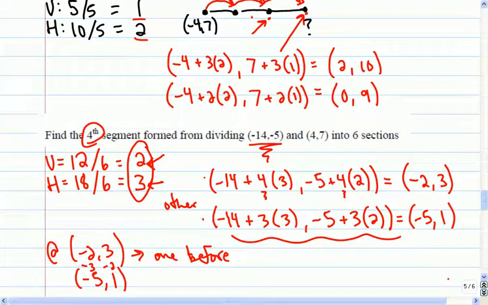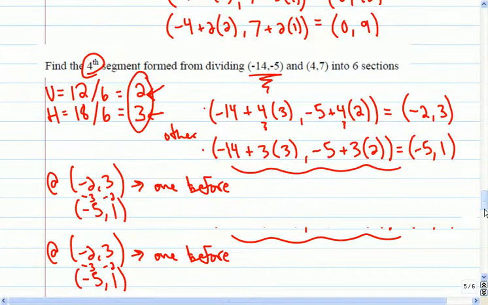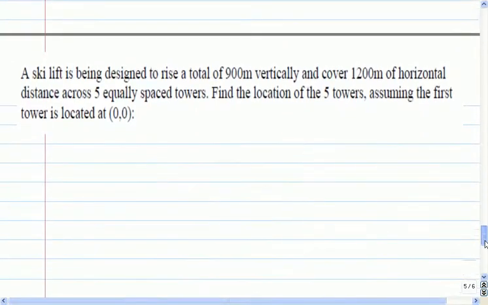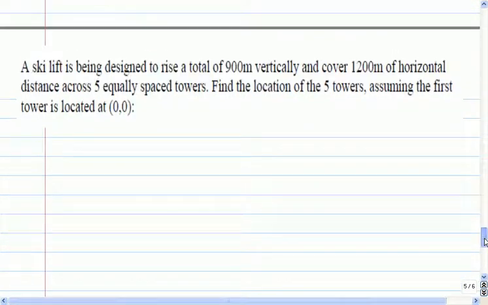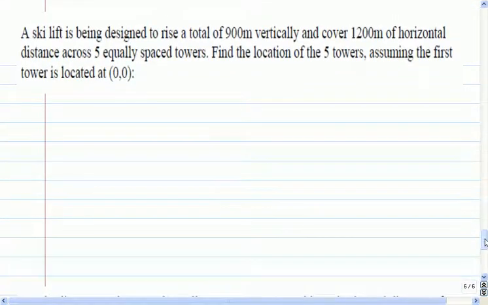We'll try a couple of word problems just to see how they might show up. Okay, so it says a ski lift is being designed to rise a total of 900 meters and cover 1,200 horizontal with 5 equally spaced towers. Find the location of the towers, assuming the first is located at 0, 0.